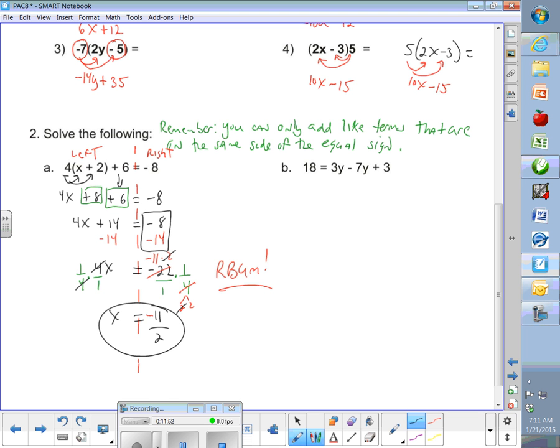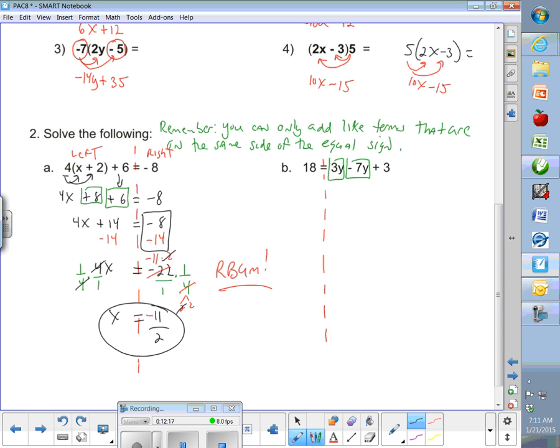Let's look at the second example. Okay, here's my equal sign, left side, right side. In this situation, our variable's on the right. So we'll get it isolated on the right. Okay? First thing you're going to do, and this one doesn't have any distributing, but it does have adding like terms.